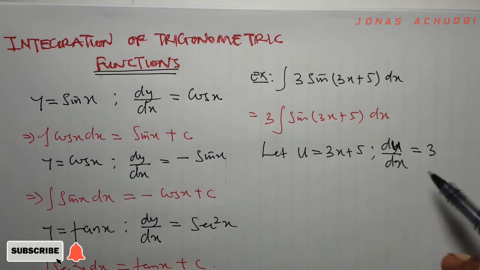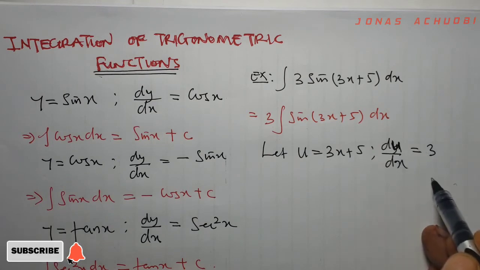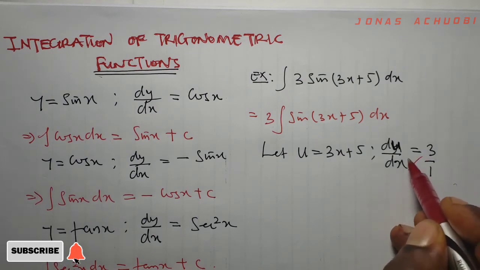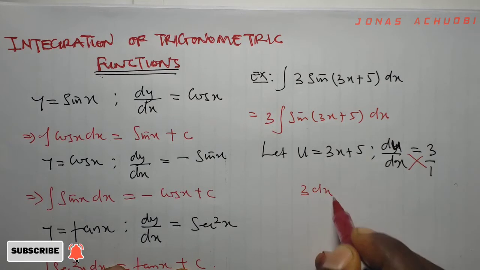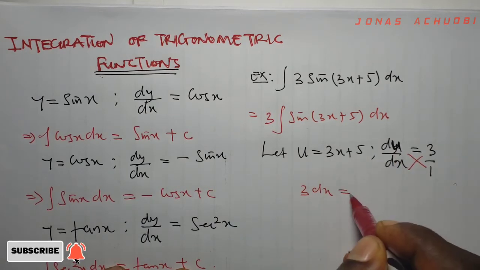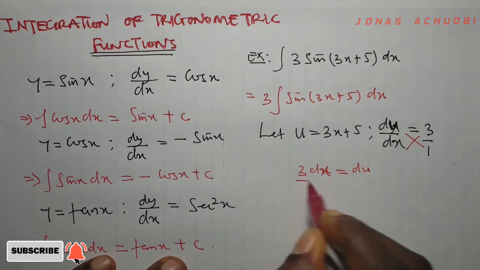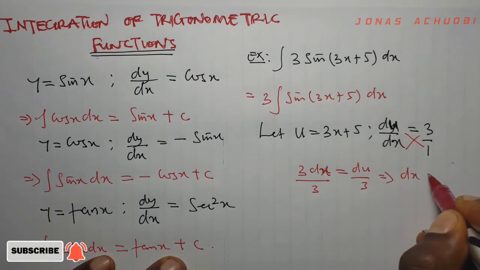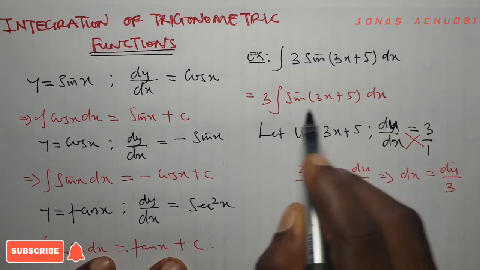At this point, you make dx the subject of this small equation. So let's do it. This is 3 over 1, right? If we cross multiply, we get dx times 3, 3 dx, equal to du times 1, which is du. Now to make dx the subject, divide both sides by 3. And we now get that dx is equal to du over 3. We have just made dx the subject of this integral.